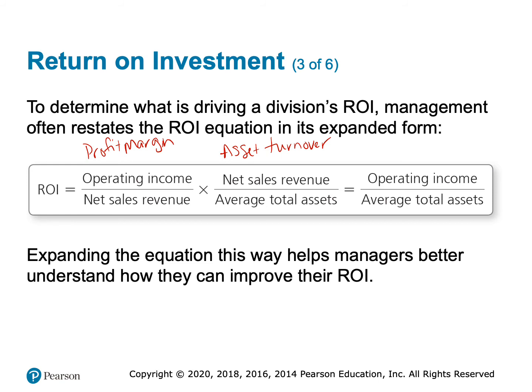So now we can split this up and see where our companies are doing. Mathematically, since profit margin has net sales revenue in the denominator and asset turnover has it in the numerator, technically these cancel out, which is how you end up with the ROI equation of just operating income over average total assets. So we're going to get the same answer. We already know that for the e-learning division it's 18%, and for the tablet division it's 15%. But what this expanded equation is going to tell us is where that's coming from. What's driving that? Is it because we're really good at profit margin, or because we're really good at asset turnover?